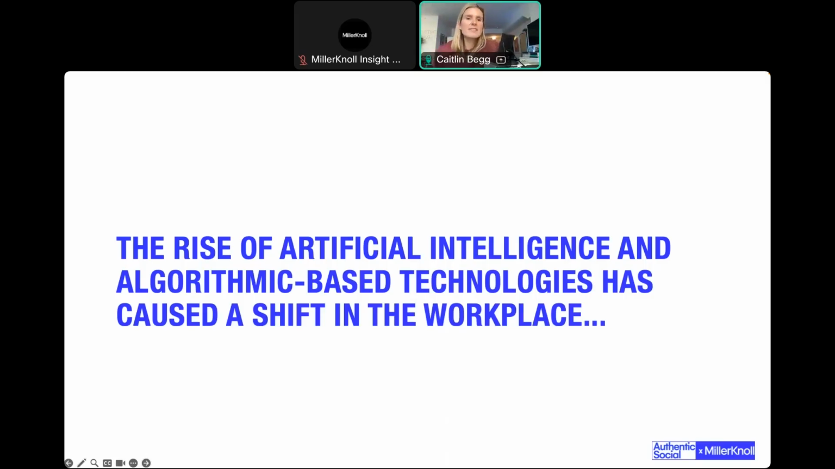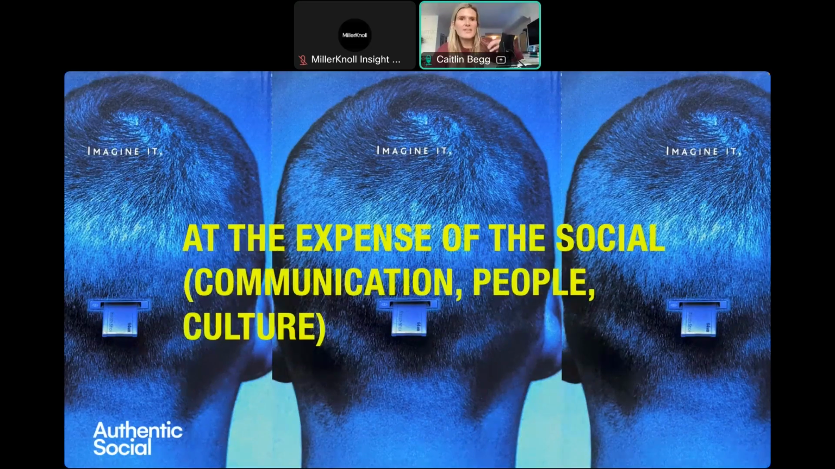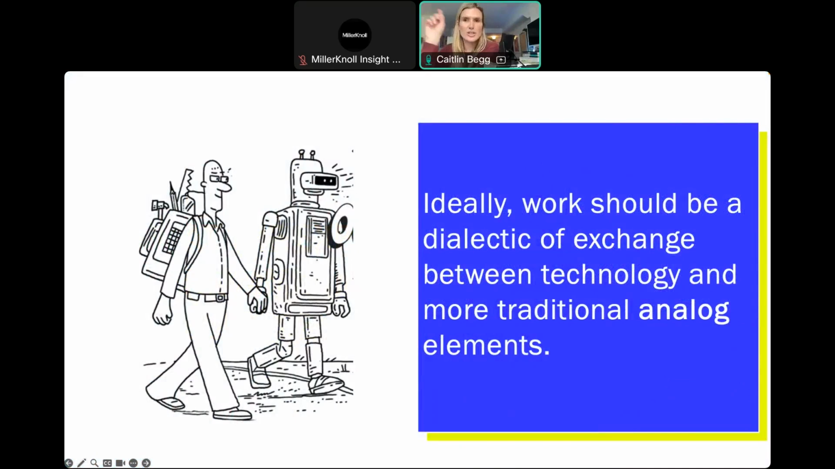So the rise of this artificial intelligence and algorithmic-based technologies has caused a shift in the workplace, overvaluing these technical areas of work, so AI and data, which are important, but they're often valued at the expense of the social. So communication, people, and culture. And the levels to which these are all important, again, will vary based on organization, will vary based on region, will vary based on needs of the employees. But ideally, work should be this dialectic of exchange between technology and more traditional analog elements.